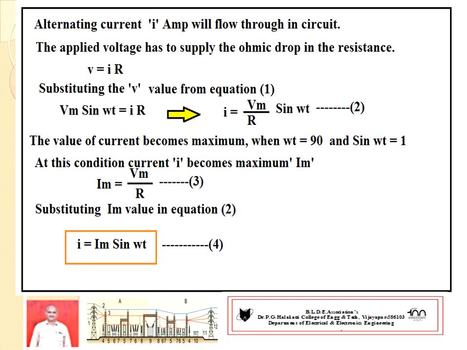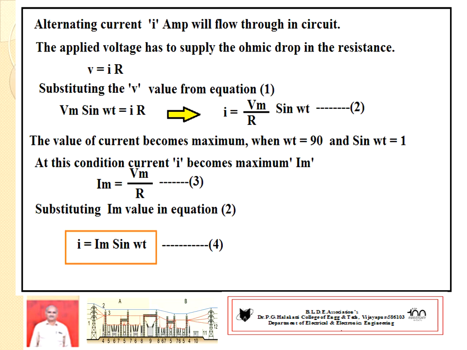The value of current becomes maximum when omega t or theta equal to 90 degrees. It is observed the current reaches its maximum value when theta equal to 90 degrees, that is sin 90 equal to 1. So, equation 2 may be written as small i, the instantaneous current, reaches its maximum value, that is Im.